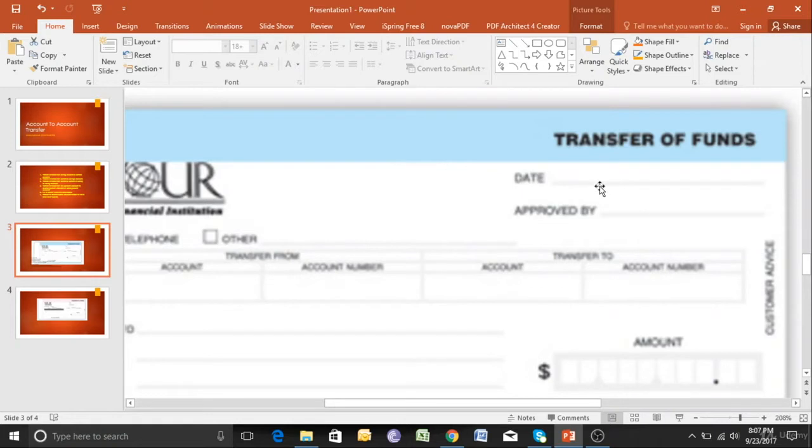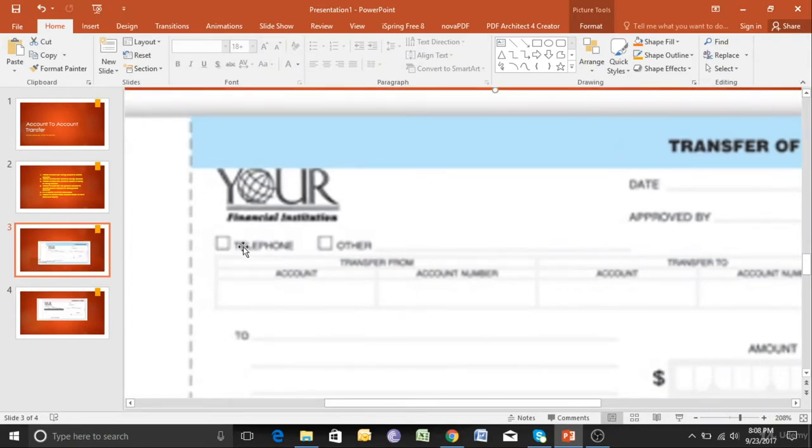Date is the most important thing here. For this account to account transfer, it has to be a current dated voucher. It cannot be a previous date, or a future date. This is not a check. This is just a form for transferring the funds from one account to another account. You can say it's an authority form. So the date has to be a current date, that means the processing date. If you are processing this transfer today, the date written here has to be today's date.